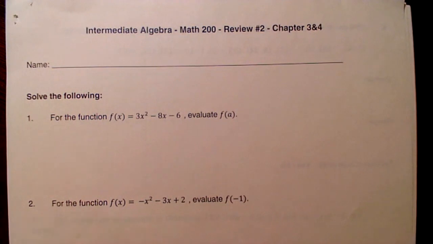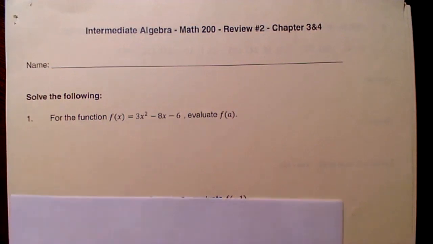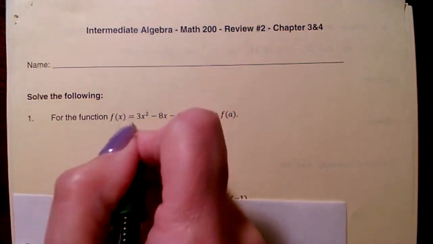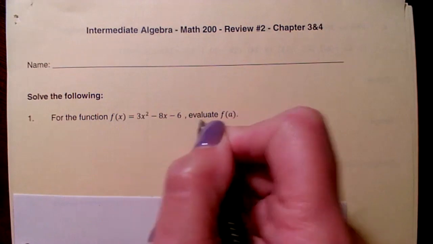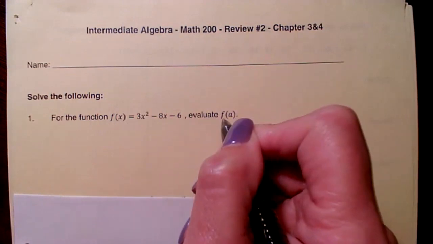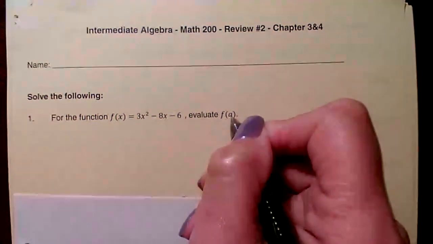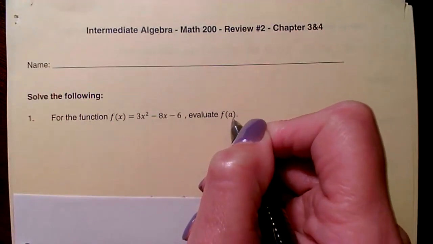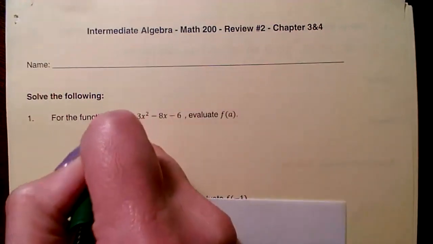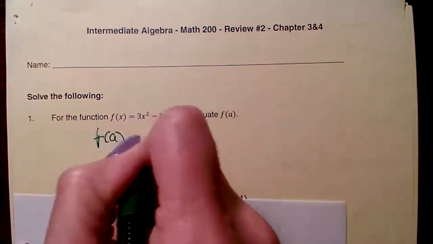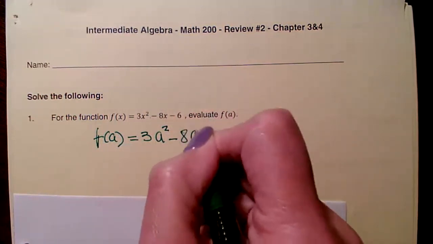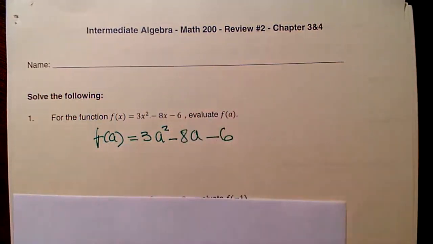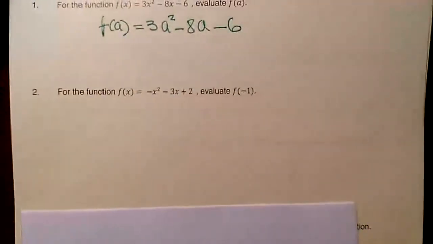The first one says, for the function, let me cover this one, f of x equals 3x squared minus 8x minus 6. It says evaluate f of a. So meaning when x is equal to a. All we have to do is replace the x for a. That's the answer.